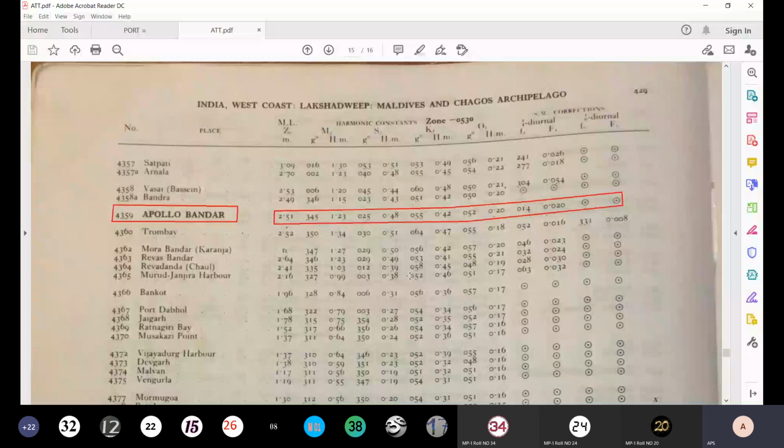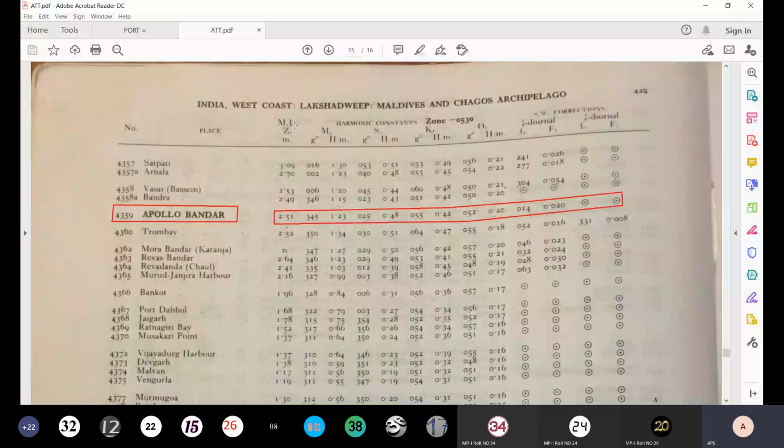Just see this page, volume 2, part 3, page number 429. Put a marker there, because now you'll have to keep putting markers, at least 3 markers you keep with you. So this is your mean level Z0. It is given as 2.51. So you can write mean level Z0 equal to 2.51.